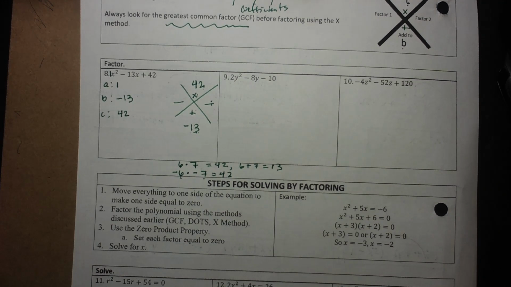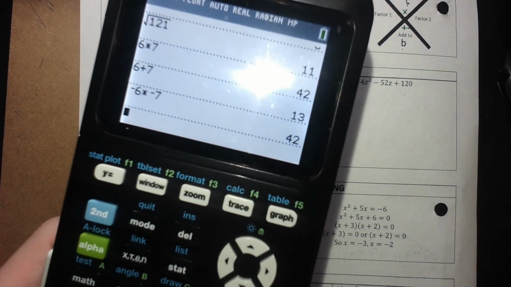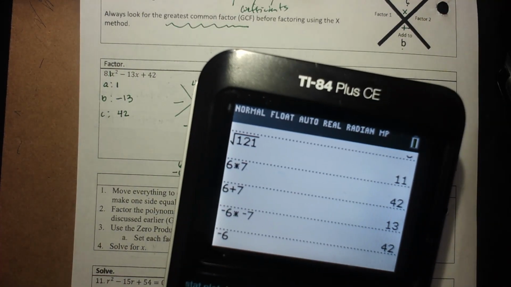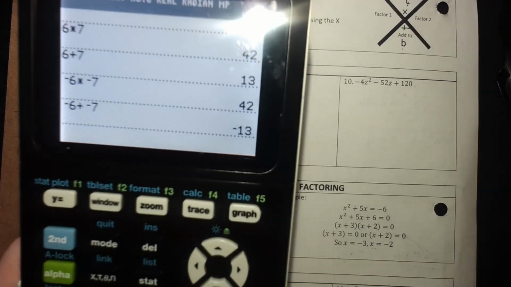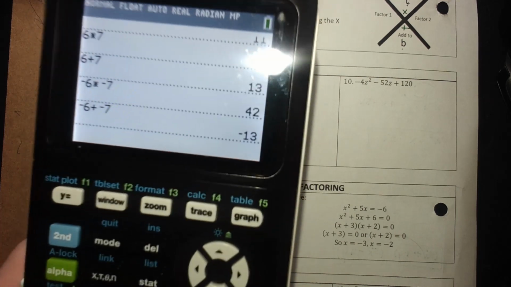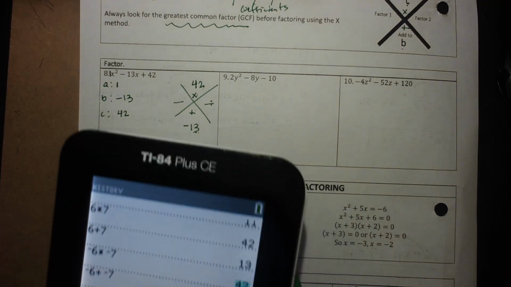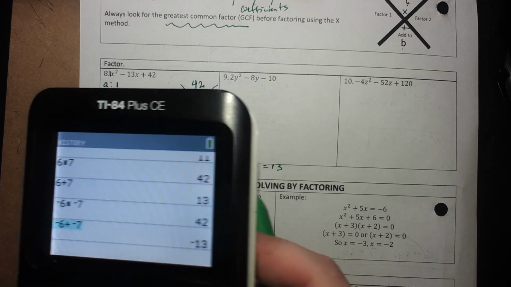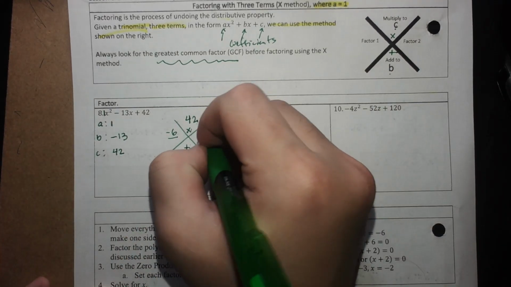Now I need to check if those same values add up to negative 13. Negative 6 plus negative 7. Look at that. Negative 6 plus negative 7 is negative 13, and that's what we want. Since negative 6 times negative 7 is 42, and negative 6 plus negative 7 is negative 13, we can go ahead and put those numbers there.